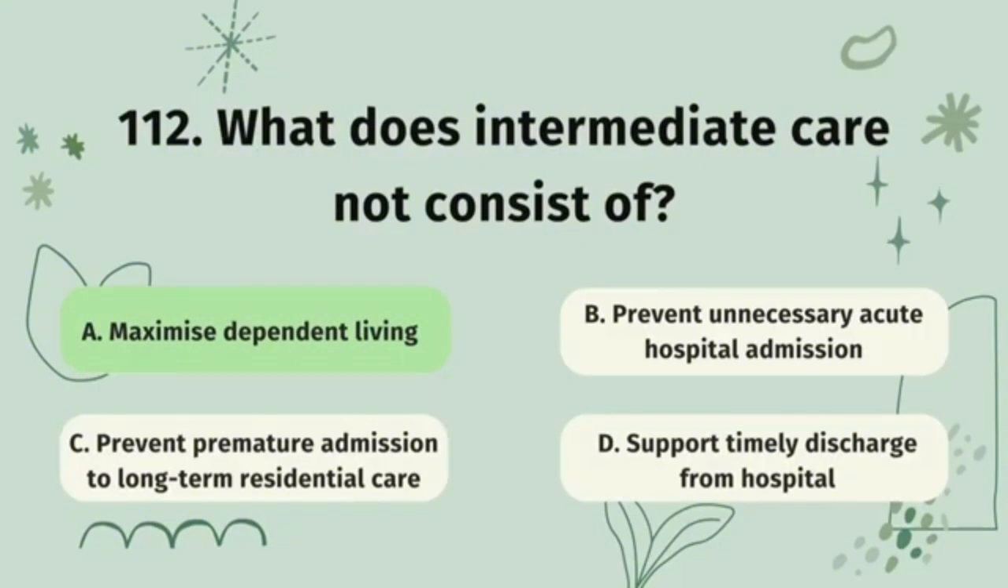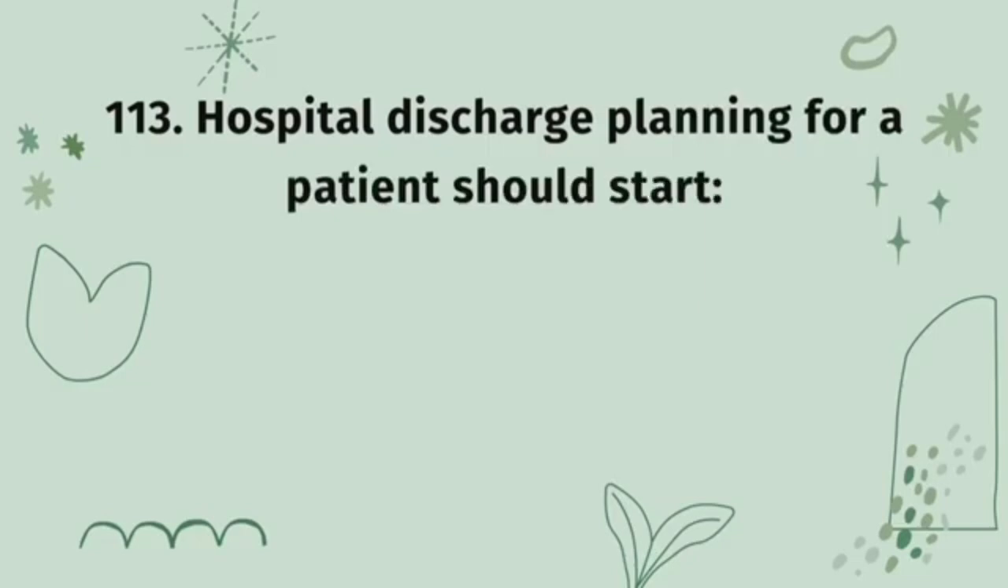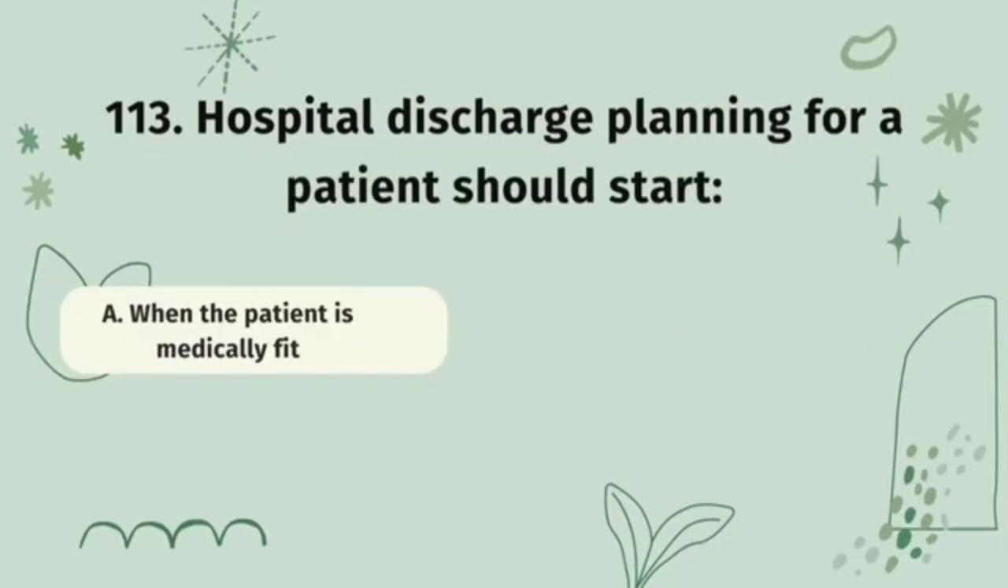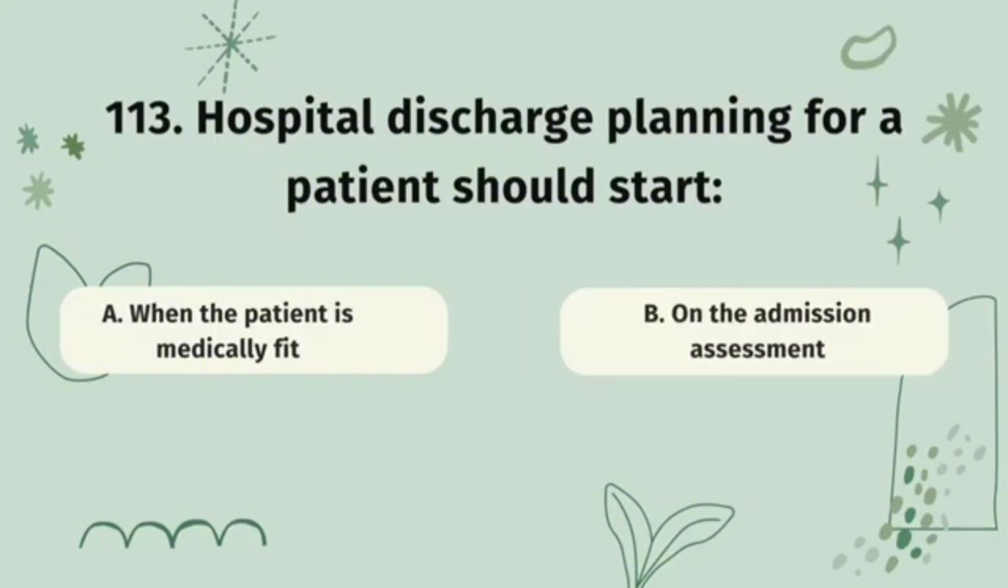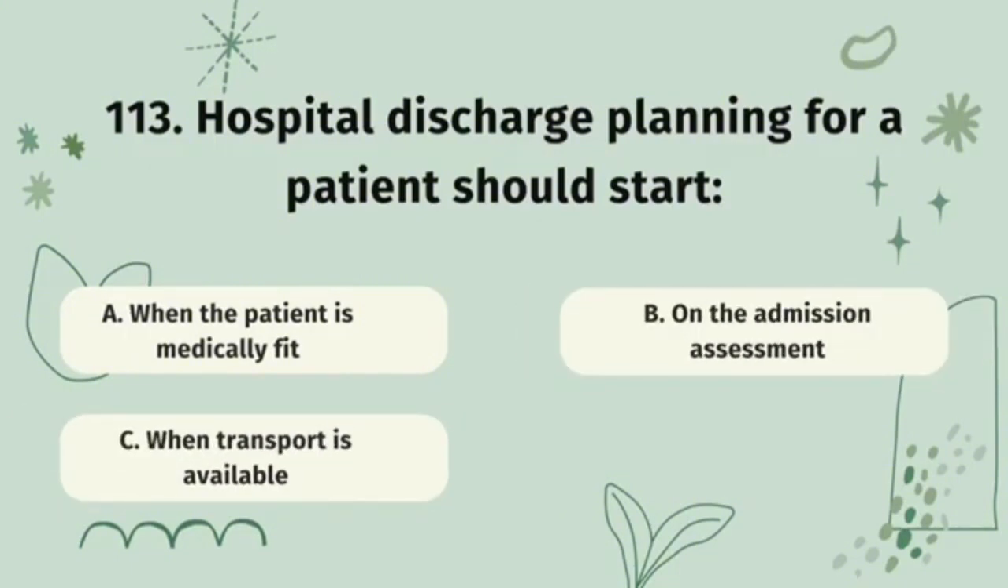The correct answer is A. Question 113. Hospital discharge planning for a patient should start. Option A, when the patient is medically fit. Option B, on the admission assessment. Option C, when transport is available.